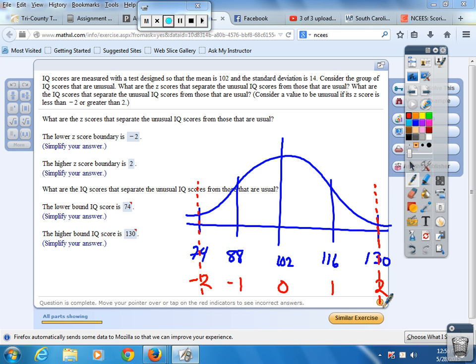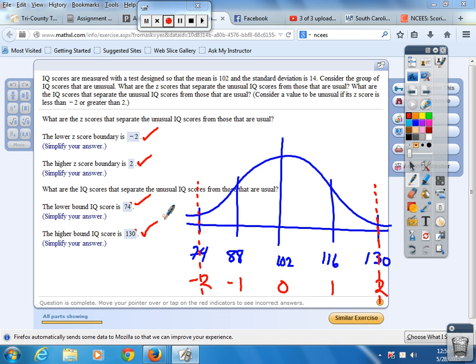So, the lower z-score is -2. The answer's always -2, pretty much, with z-scores. The high score is +2. What are the IQ scores? 74 and 130. See how easy it is when you draw the picture?